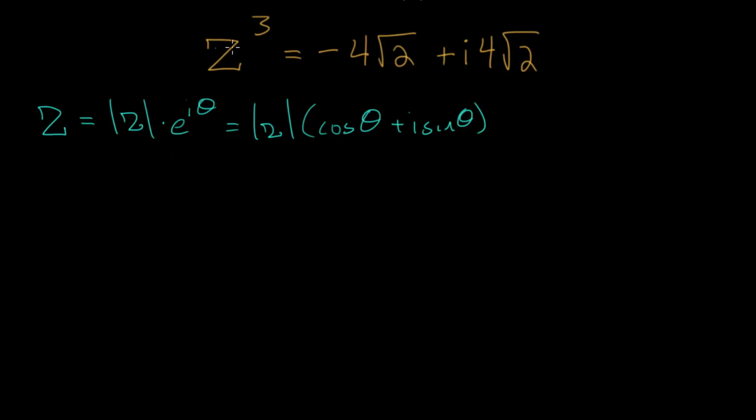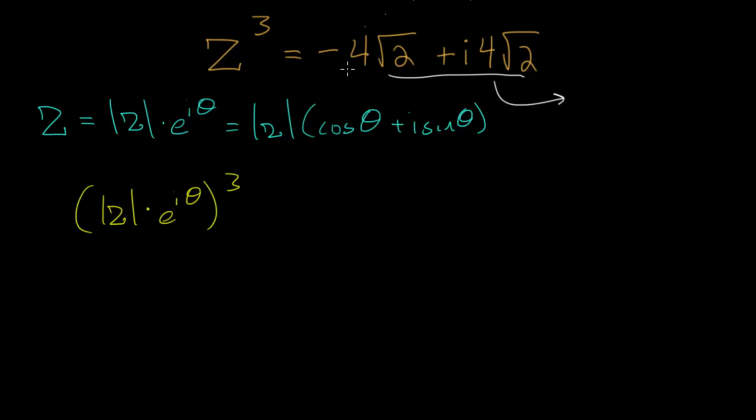Now, rewriting the left-hand side using this exponential form, we will have the magnitude of z multiplied by e to the i times theta, and everything is raised to the third power. And on the right-hand side, to rewrite it in its exponential form, we need to figure out its magnitude and its direction theta. Now, to do that, we will need the formulas.